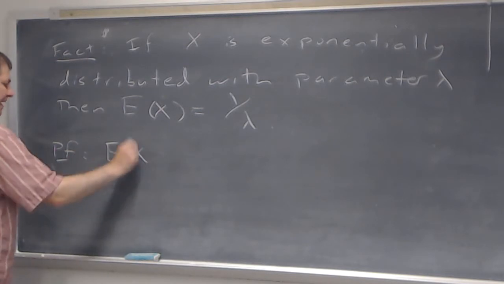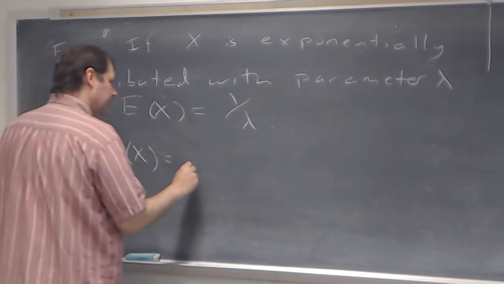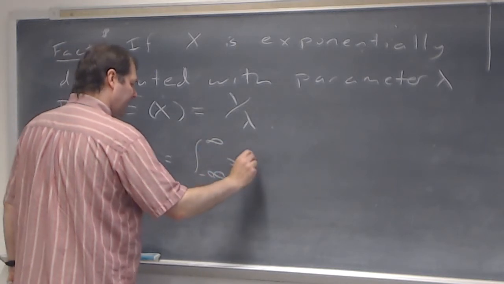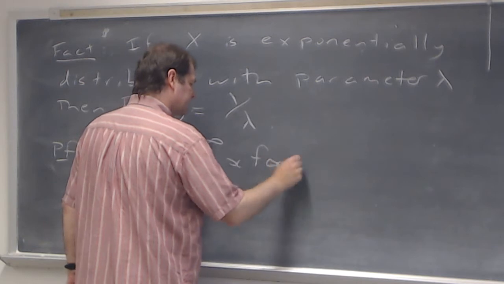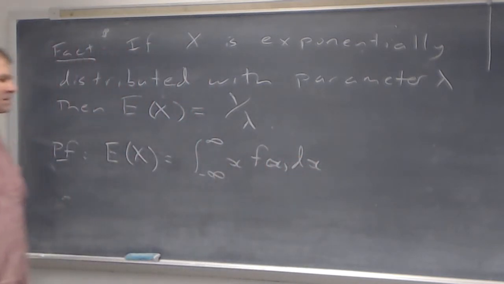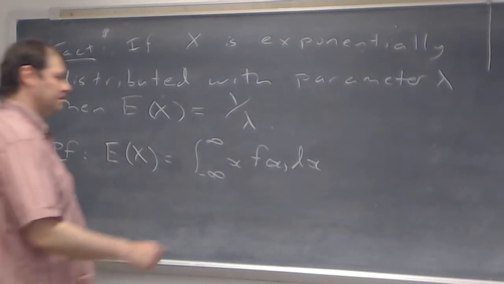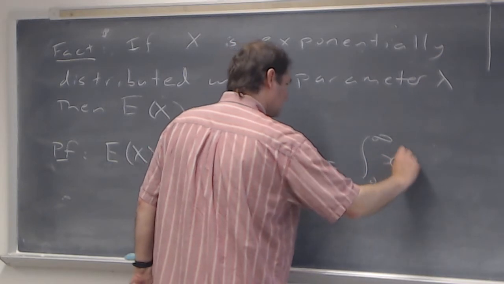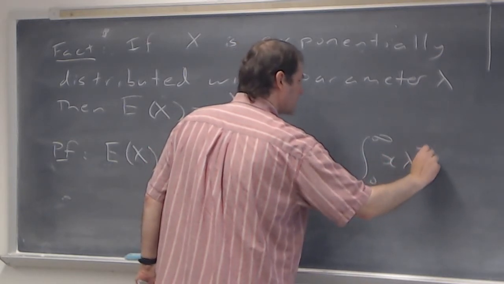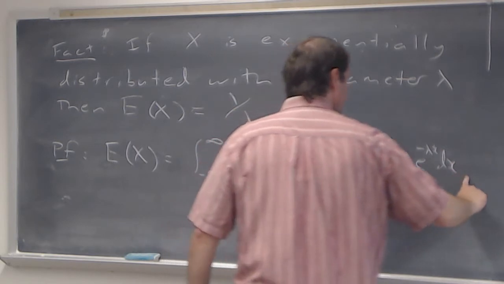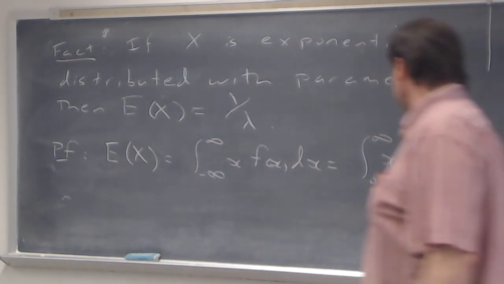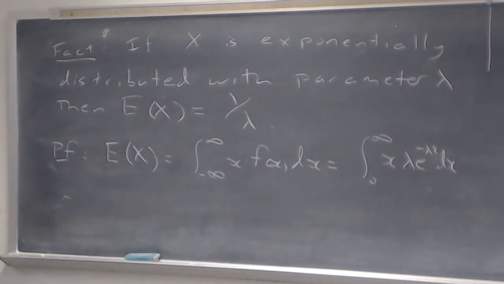Now, the expected value of x, in this case, is going to be equal to the integral from minus infinity to infinity of x times f of x dx. f of x is the PDF for an exponentially distributed random variable. A lot of times it's 0, so where it's non-zero is from 0 to infinity of x lambda e to the minus lambda x dx. Okay, that's what we have. We're trying to integrate this, and to do it, we use integration by parts.